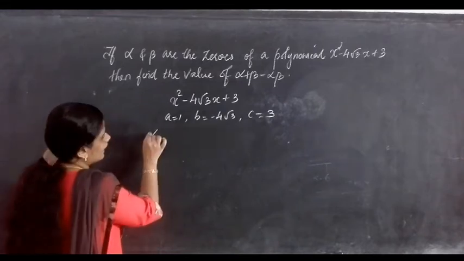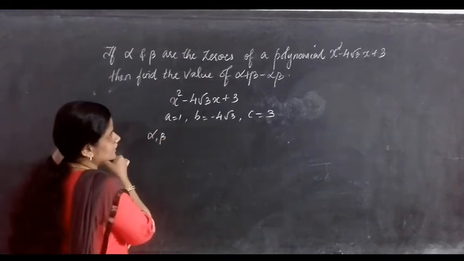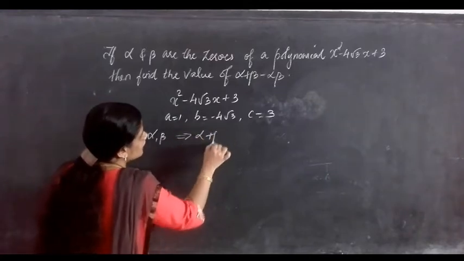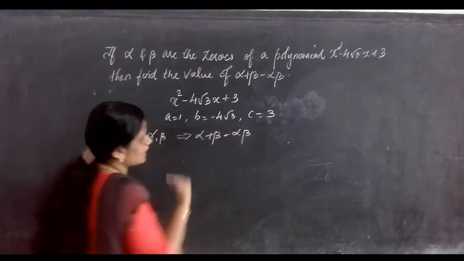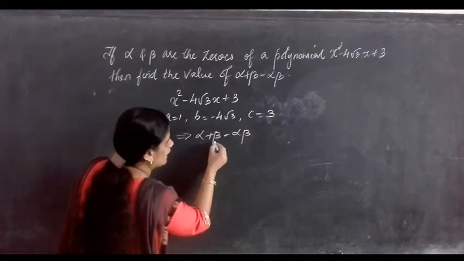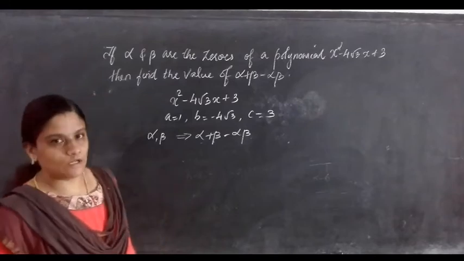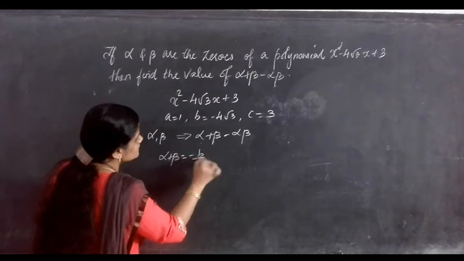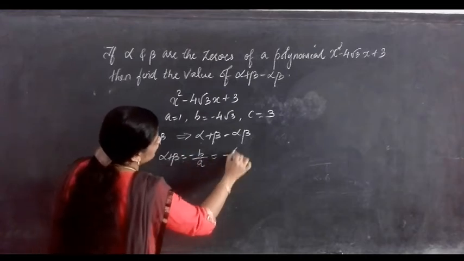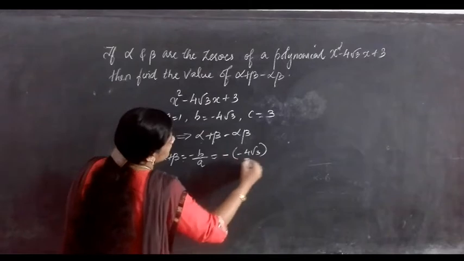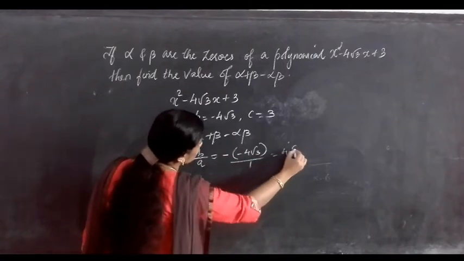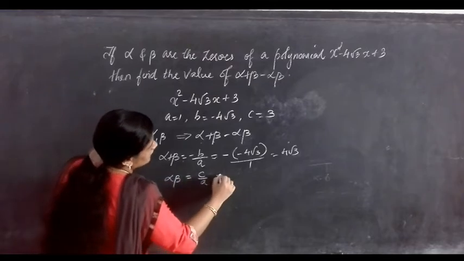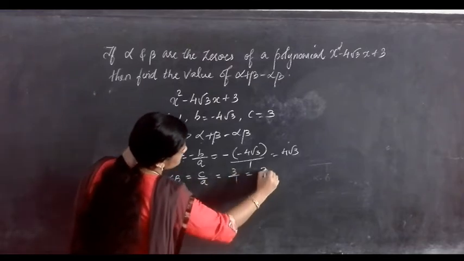Okay. Now here alpha and beta are the zeros of the given polynomial and we have to find the value of alpha plus beta minus alpha beta. So if we get the sum and the product, we can find the value. So from here, what is the sum? Alpha plus beta is equal to minus b by a, that is minus of minus 4 root 3 by 1, that is 4 root 3. Next, alpha beta is equal to c by a, that is 3 by 1, that is equal to 3.